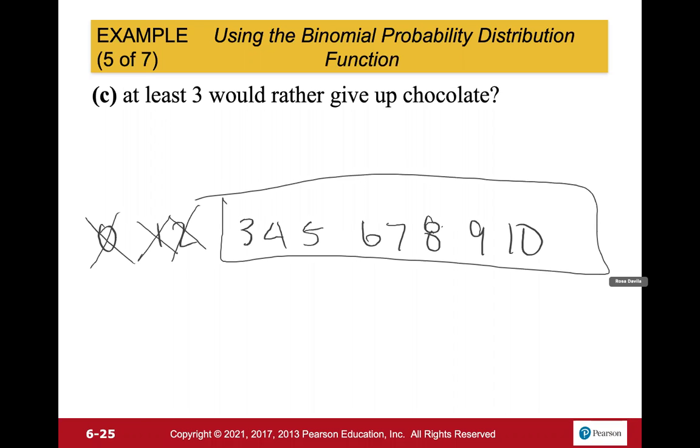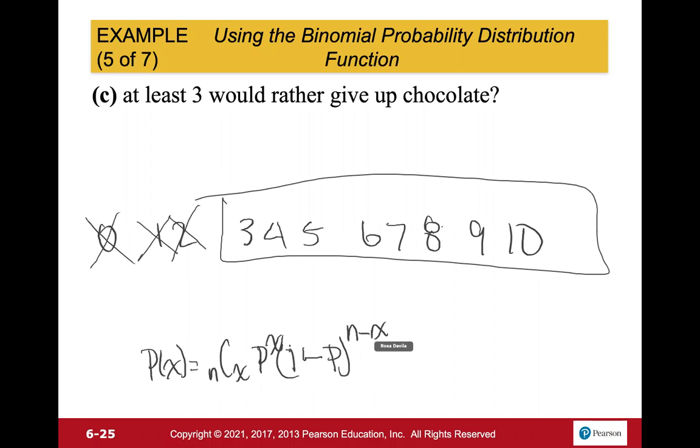So if we were to have done it the way that they wanted us to, with that probability of X equaling n choose x, p to the x, 1 minus p to the n minus x, we would have to run this and add the probability of 3, then the probability of 4, plus the probability of 5, all the way up to the probability of 10. But here we could just have Excel do that work for us. Only difference is that we're going to have to do a little bit more work than what we anticipated.